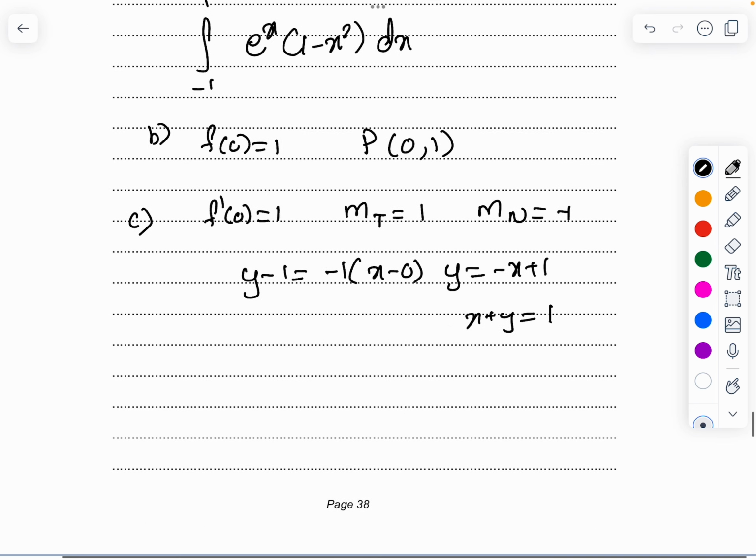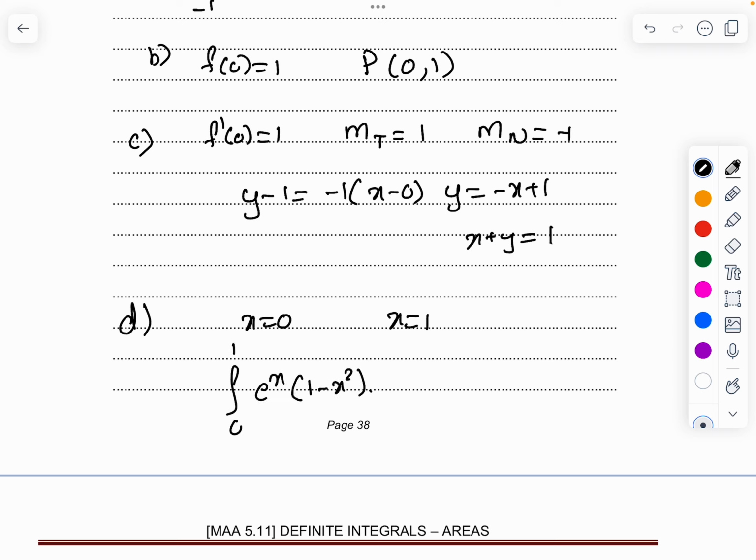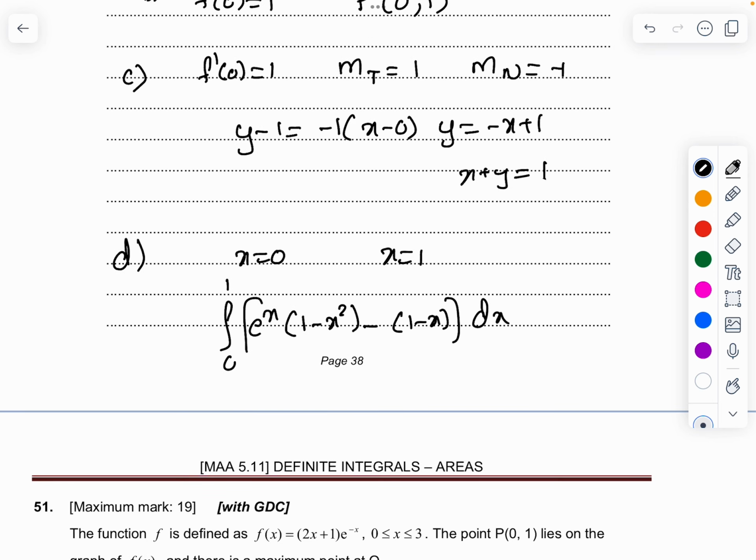Let R be the region. Then first find the point of intersections. The points of intersection are x equals to 0, x equals to 1. So 0 to 1, e power x, 1 minus x square, minus of 1 minus x dx. So simplify that by the calculator. You should be getting that answer as 0.5.